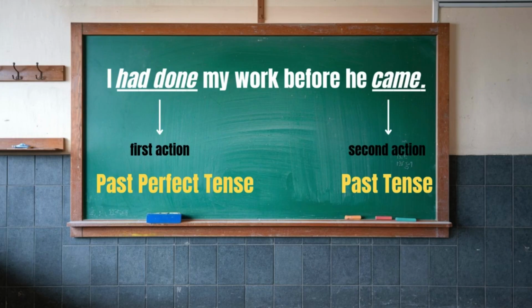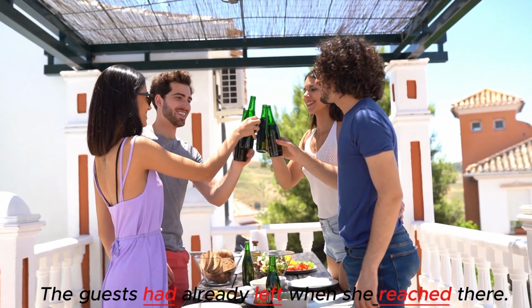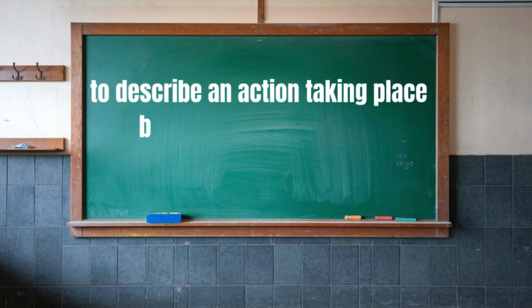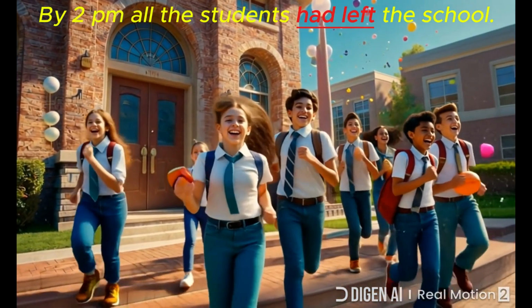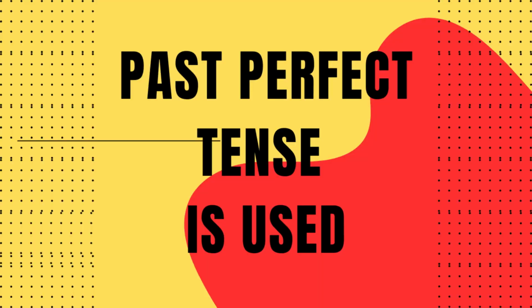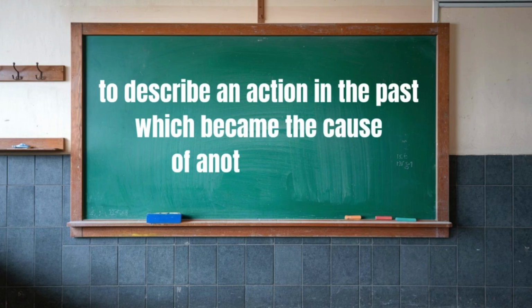So when you have two actions that happen in the past, the first action is represented by the past perfect tense, and the second action that happened in the past is represented by simple past tense. The past perfect tense is used to describe an action taking place before a particular time in the past. The past perfect tense is used to describe an action in the past which became the cause of another action.